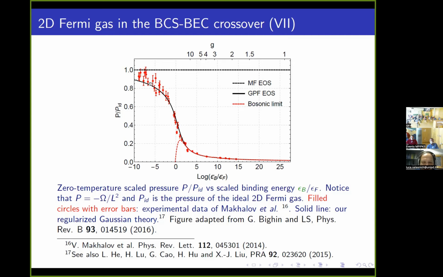And instead, the red dots are the circles, let's say, fillet circles with the arrow bars are the experimental data of a paper published some years ago. And you see, there is a very, I would say, very good agreement between our theory and the experimental data. But you see, it's truly crucial to include the quantum, say, the beyond mean field Gaussian fluctuations to have a good comparison with the experiments.